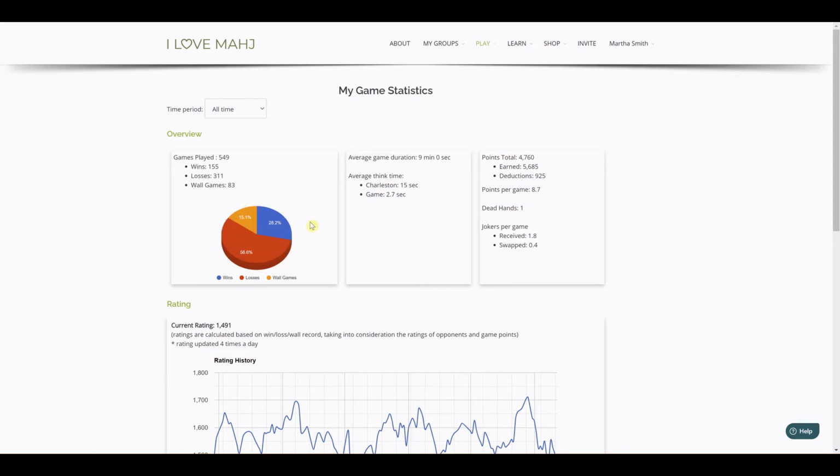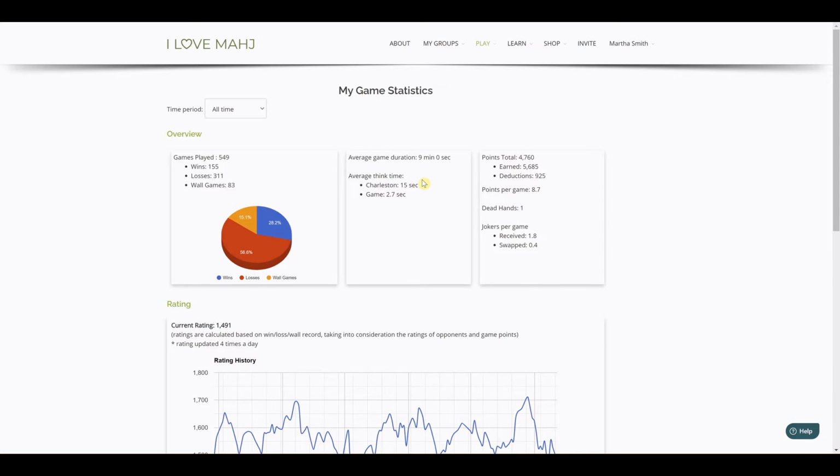The middle box contains information regarding your speed. You will see your average game duration and your think times for both the Charleston and the game itself. The think times are a better representation of your speed than the game duration, since the overall game time also depends on the speed of your opponents.